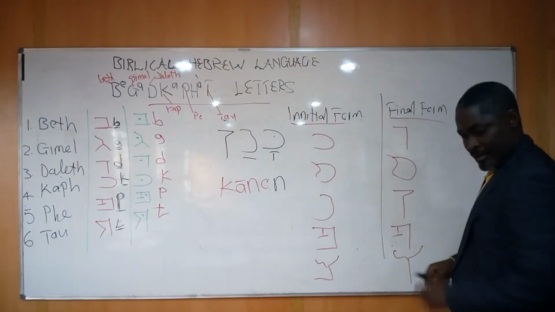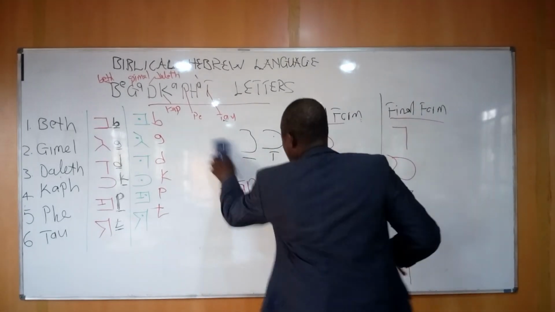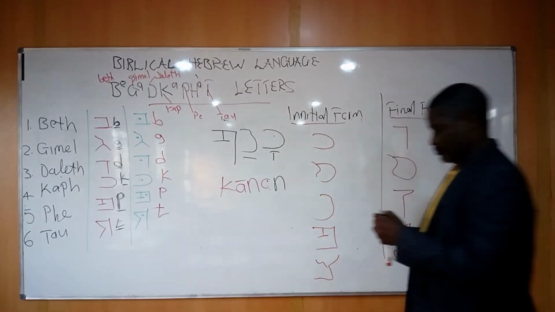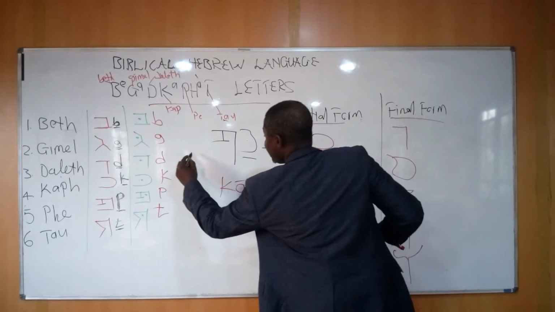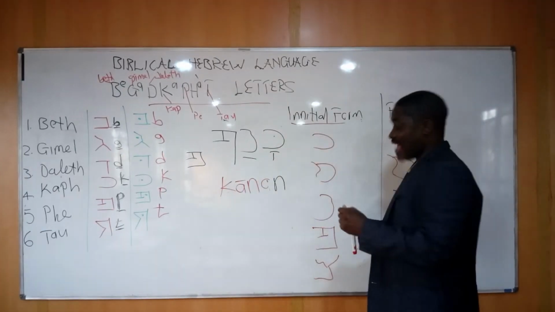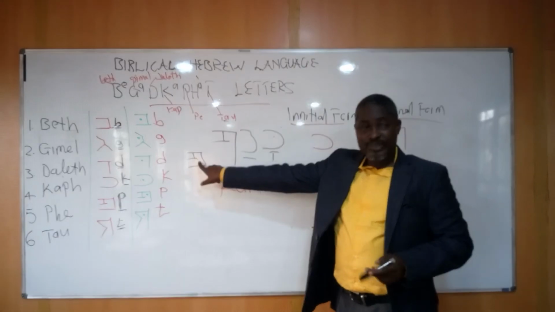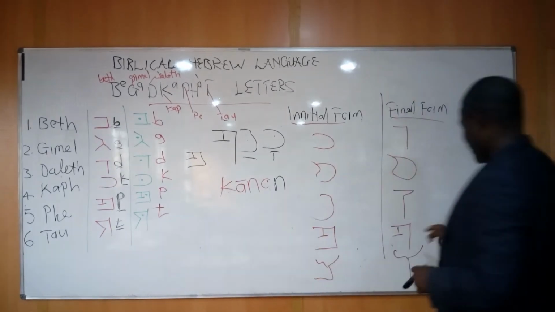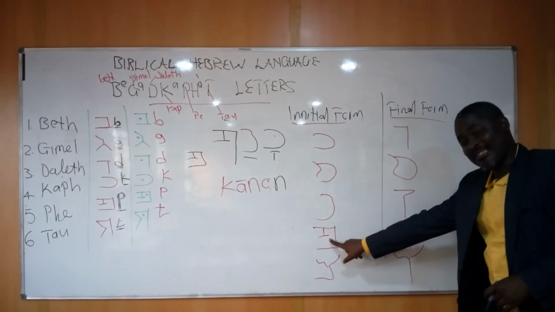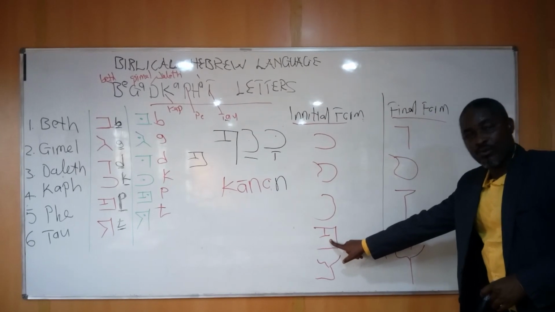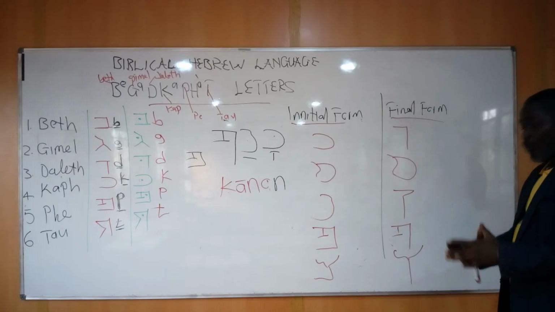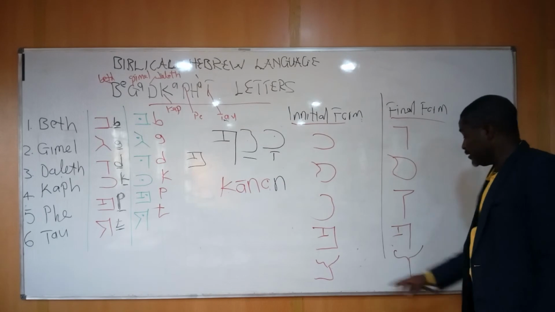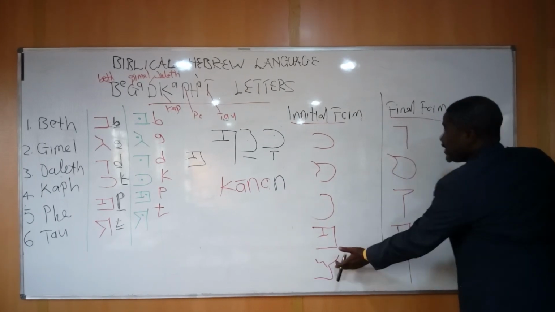Let me use Pe. If you have Kana, naturally, it's supposed to be written as Pe if it starts a word or in the middle of a word. But once it ends a word, it changes form. It changes to this. This is the initial form when it starts or is in the middle of a word. But when it gets to the end, it ends the word, it changes to this. The same thing happens to Sade. Sade also changes to this from this initial form to the what?